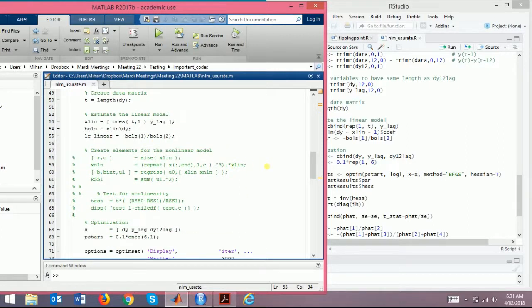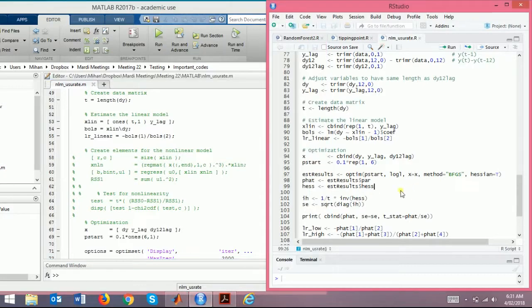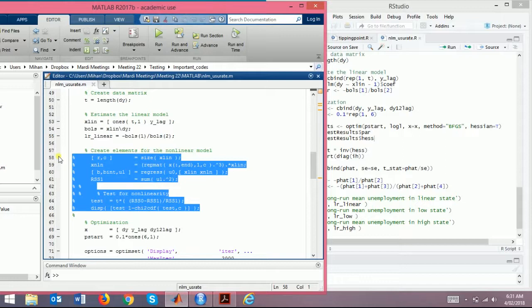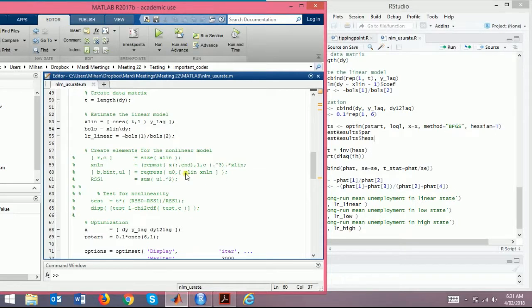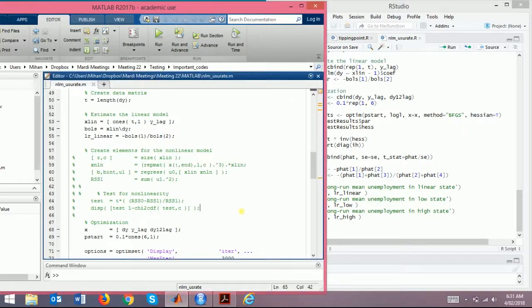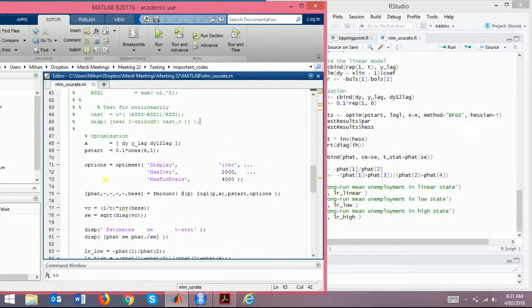Okay, we can create the elements for the nonlinear model in this manner as well, and we can test with this code, size of x-lean, repeat matrix, regression, and so on, but let's not focus on that for now. We do optimization now. Okay, so our initial values are first dy, then YLAG, and the 12 lag.